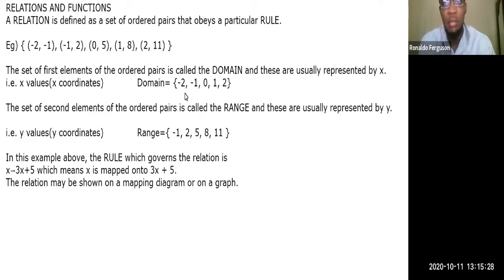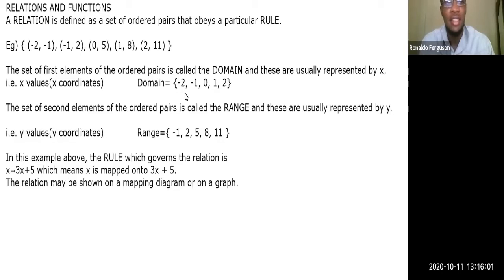In the set of ordered pairs, we have -2, -1, 0, 1, and 2. Those are the first values in the ordered pairs, which we denote as the x values. And the x values are also called the domain. So the set of first elements of the ordered pairs is called the domain and is usually represented by x. When you're graphing them, these go on the horizontal axis.